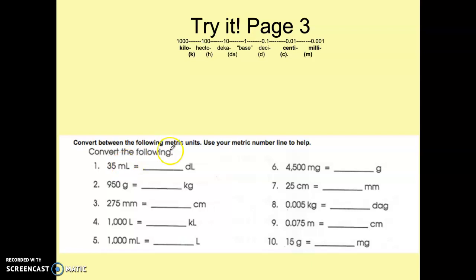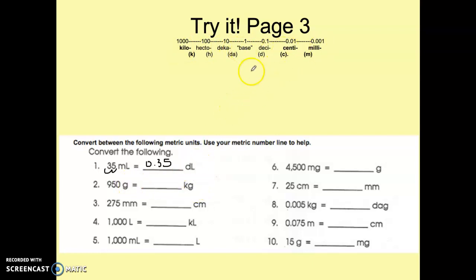Okay, here I'm going from milli to deci. So milli to deci is 2 spots left. So I'm going to move my decimal from here, 2 spots left, which is going to give me 0.35 deciliters. Now deci is a less common one. We're going to focus mostly on kilo, base, centi, and milli.